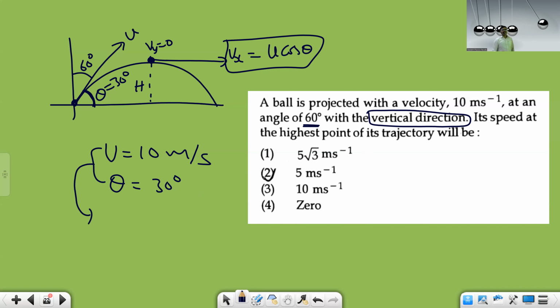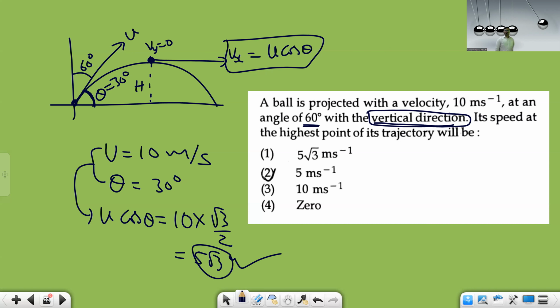Some kids took 60 degree in the exam. Most of the kids, some people in a hurry, by seeing this question they are excited. They say, oh, they gave u and theta, maximum height velocity is u cos theta, fine. But if you don't observe the vertical direction properly, you are over. So here simply what we got is u cos theta, which is 10 into cos 30, nothing but root 3 by 2. I got the answer as 5 root 3. I hope you guys are clear with this stuff.